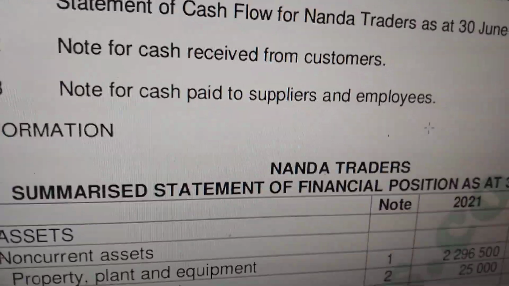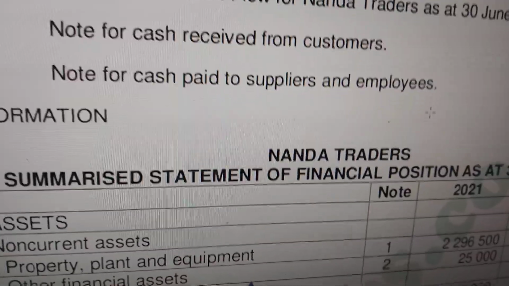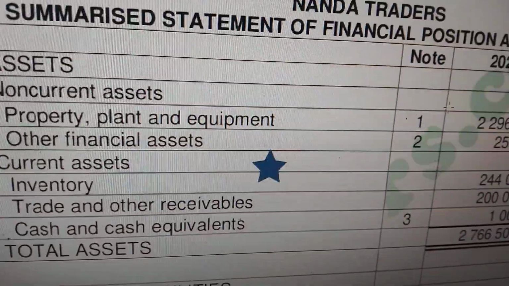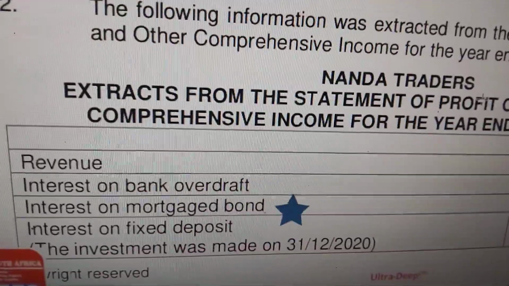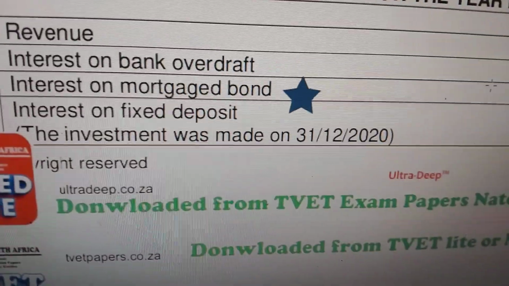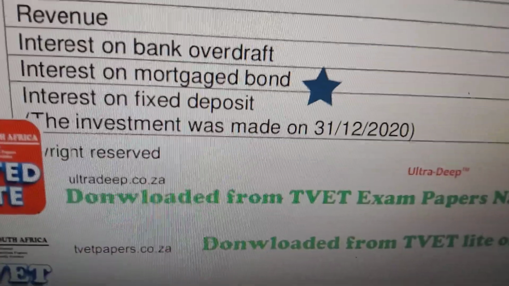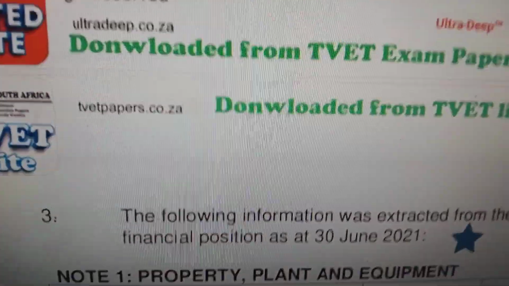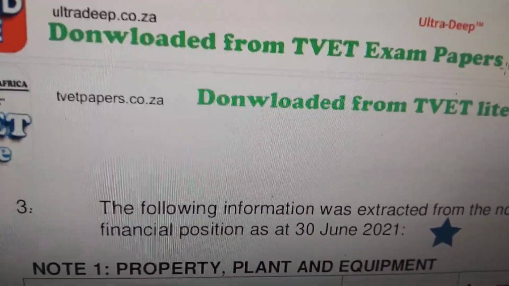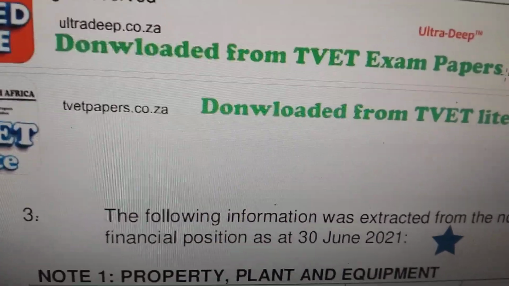We're going to the note for cash paid to suppliers and employees. So here we'll need to know the structure. You'll need to know your structure. If you know your structure, then you can be capable enough to get it correct.